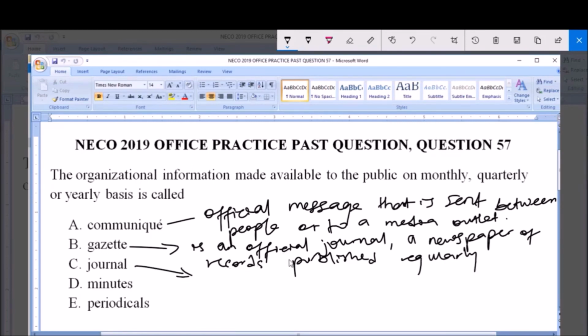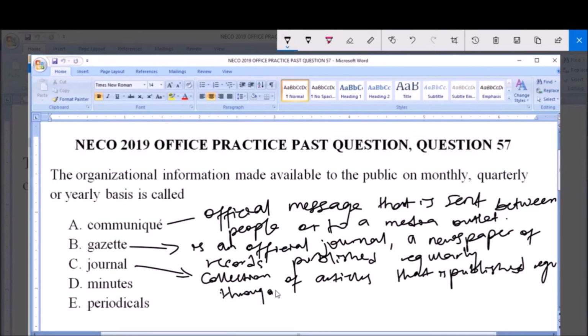Now this is journal. Journal is a collection of articles that is published regularly throughout the year. Now this is minutes. Minutes is the written records of everything that happened in a meeting, that is the written records of all events in a meeting.